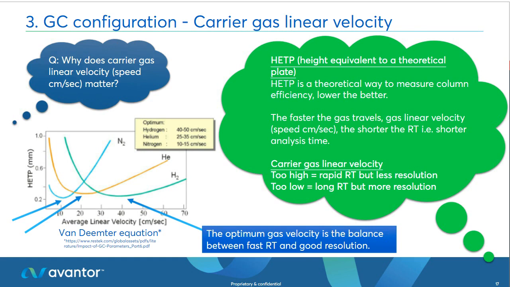An example is when we have too high a carrier gas linear velocity, we have really fast retention times but less resolution. Then when it's too slow, we have a long retention time but more resolution. So the wider this optimum carrier gas linear velocity range is, the more flexibility we have with decreasing the retention time and still maintaining a decent level of resolution.